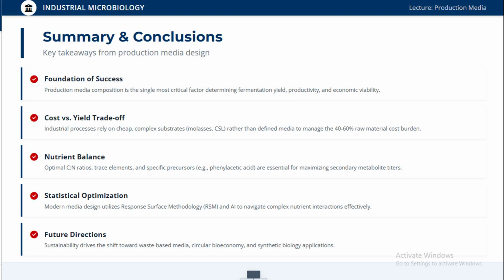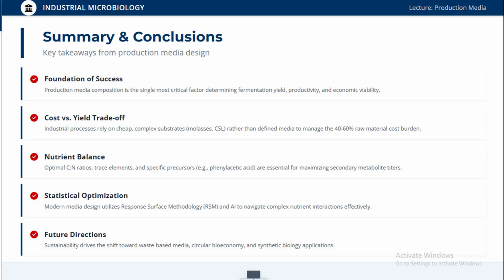Industrial media must be economical, reproducible, scalable, and compatible with downstream processing. Optimization is now increasingly guided by statistics and computational tools. As industrial microbiology advances, media design will continue to evolve towards sustainable substrates, precision fermentation, and intelligent optimization. For any fermentation scientist, understanding production media is essential because even the best microorganism cannot perform well in a poorly designed medium. Today we learned that production media is not just a nutrient mixture.